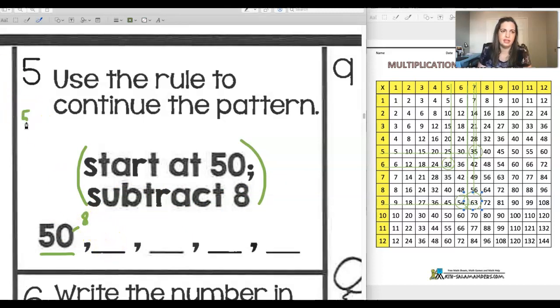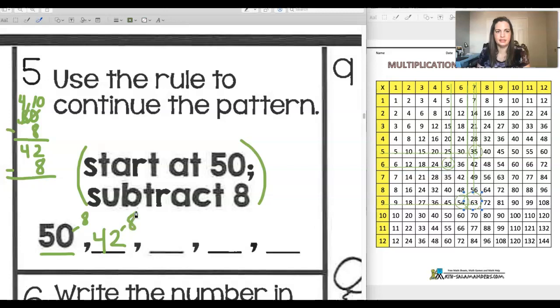If you need to have kind of like a little running total over here, you can do that. So I'm going to have to regroup. 10 subtract 8 equals 2. 4 subtract nothing equals 4, 42. Then I'm going to subtract 8 again, because that's my rule, subtract 8. Again, I will need to regroup, take 1 from the tens place, unbundle it and put it into the ones. 12 subtract 8 equals 4, 3 subtract nothing equals 3, so 34.